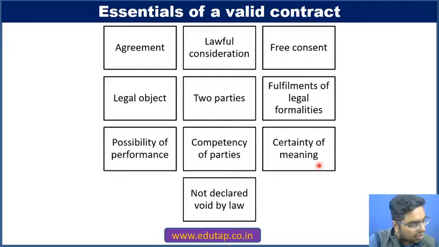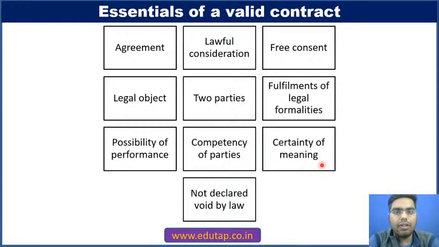And one student has asked me about certainty of meaning. Certainty of meaning is when you are making a contract with someone, the terms and conditions should not be uncertain. The quantity, the values, the parties should be completely crystal clear, and there should be no confusion regarding that. I have given you an example.